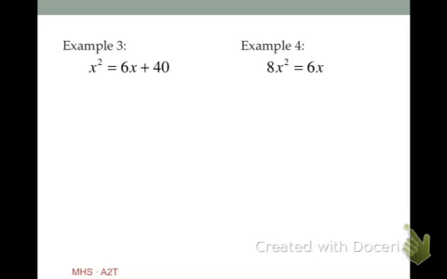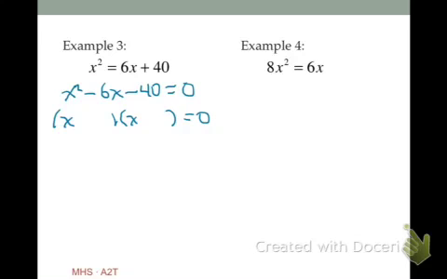Okay, example 3. Once again, let's get all the terms on one side. So I got x squared minus 6x minus 40 equals 0. Okay, so I need to factor it. x, x equals 0. And the question is, what's going to multiply to negative 40 and add to negative 6? So let's try, well, first of all, we're going to have one positive term and one negative term. I don't know which is going to be which yet. But let's try 1 and negative 40. Well, that will multiply to negative 40, but it's not going to add to negative 6.